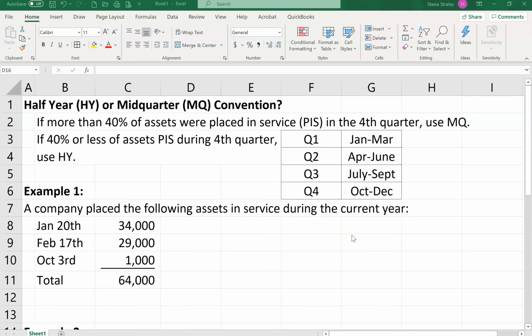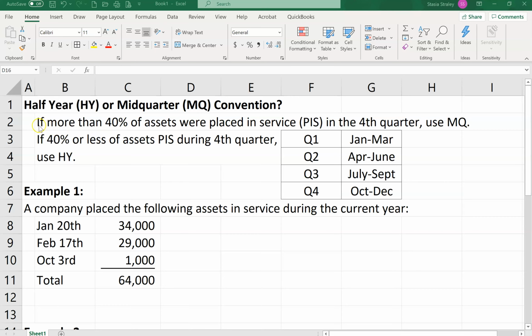Hi team, we are here today talking about half-year or mid-quarter convention. So which one will we use? You typically would want to evaluate this all year long. If you are doing estimated tax payments, you would want to predict what your fourth quarter placed in service assets are. But oftentimes this just comes at the end of the year when you are calculating tax depreciation for your company or for your clients.